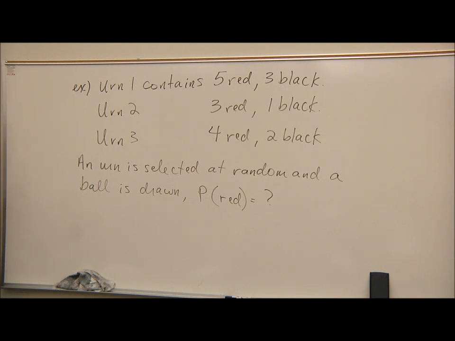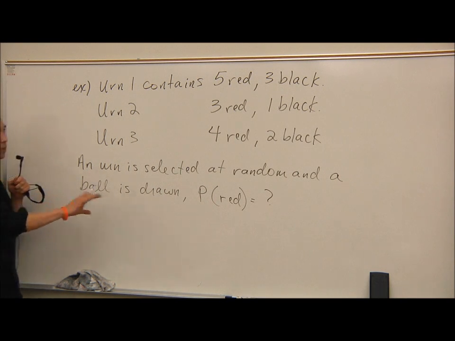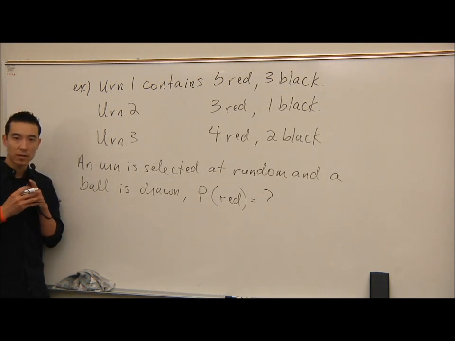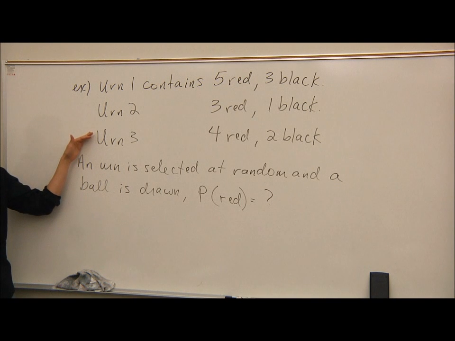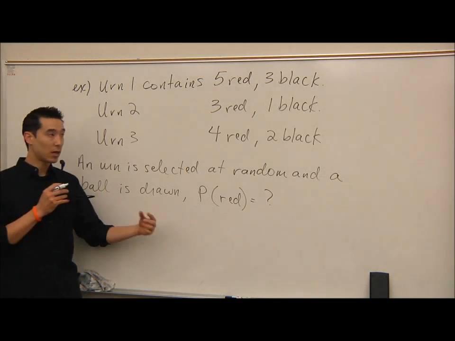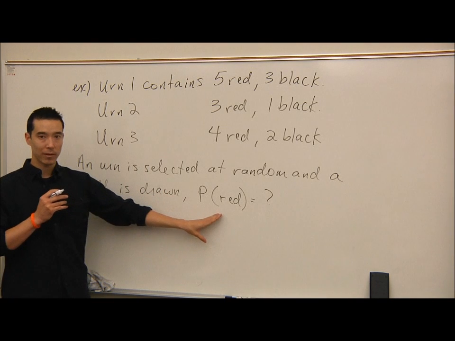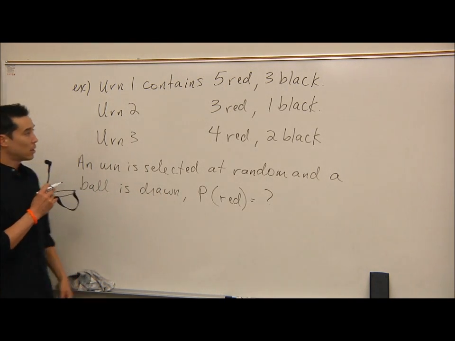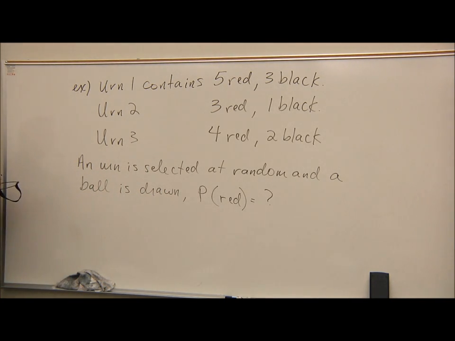So what makes this one a little bit more difficult is that each of these urns has a different number, right? And we don't know which urn we've selected, okay? So one of these urns is selected at random, then I'm going to reach in and grab a ball, and then what's the probability that ball is red? So what is the probability that I choose urn 1 versus urn 2 versus urn 3? What is that probability? 1 out of 3, okay?